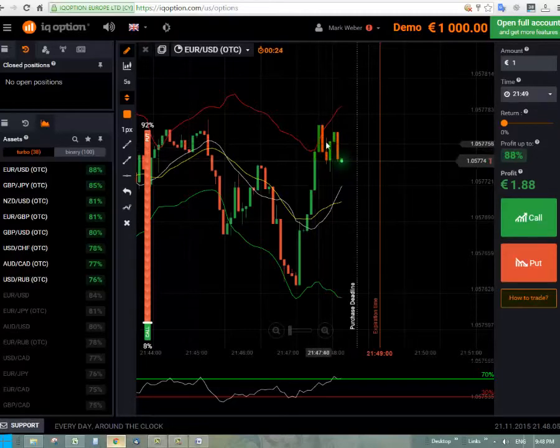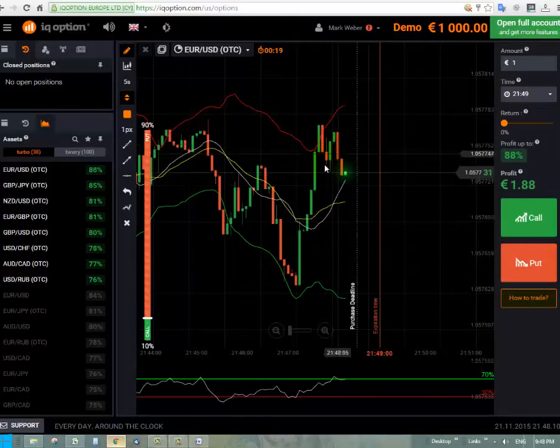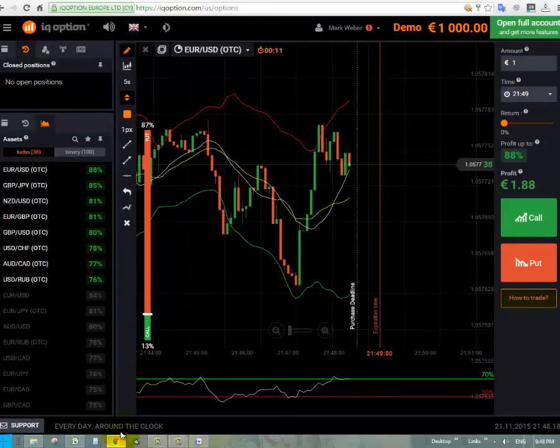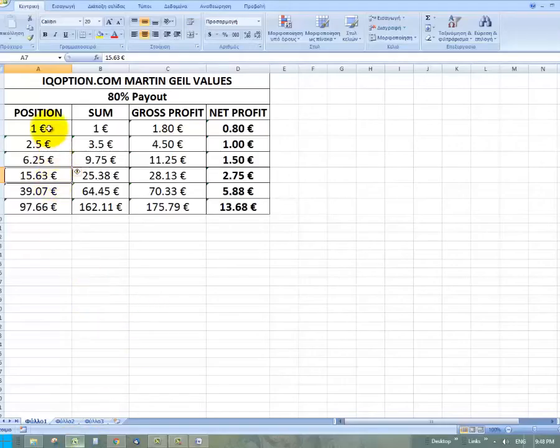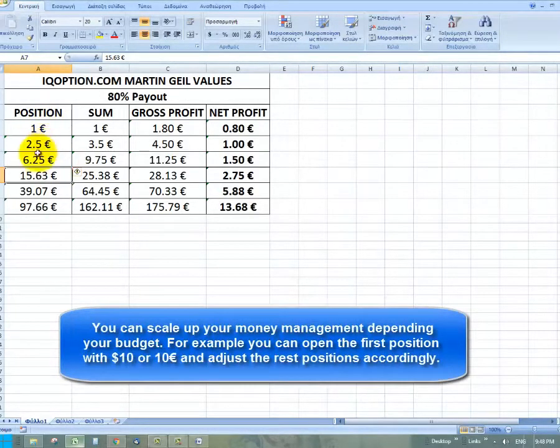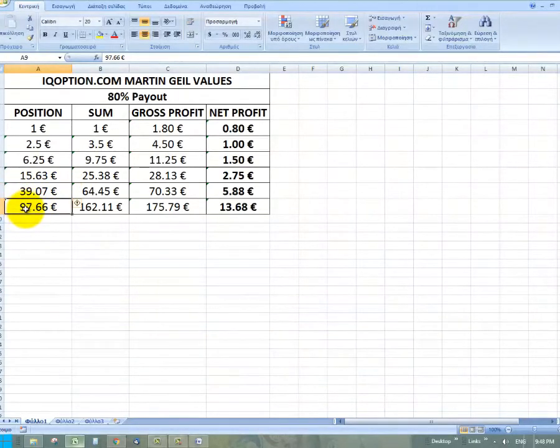So let us see it in action. Now we will wait about the right moment in order to take the first position of €1. As we said before, the first position is €1. The second position is €2.5. The third position is €6.25. The fourth position, €15.63. The fifth position, €39.07. And the sixth position is €97.66.